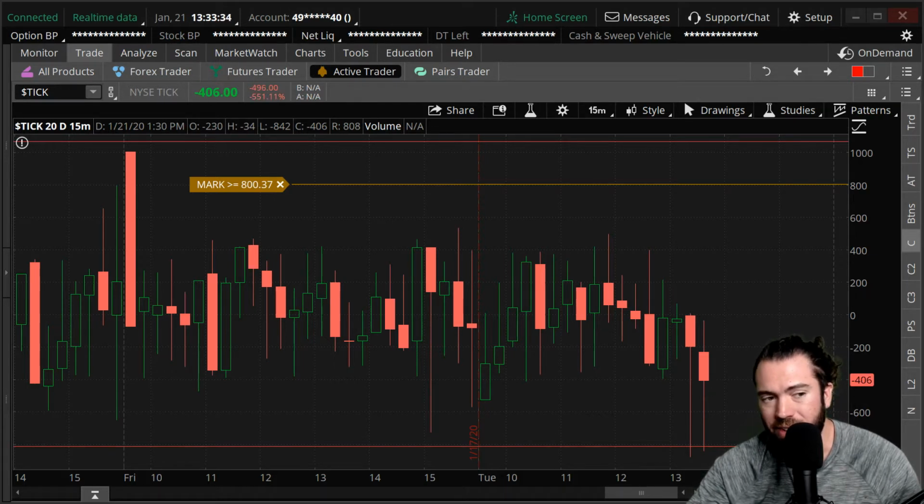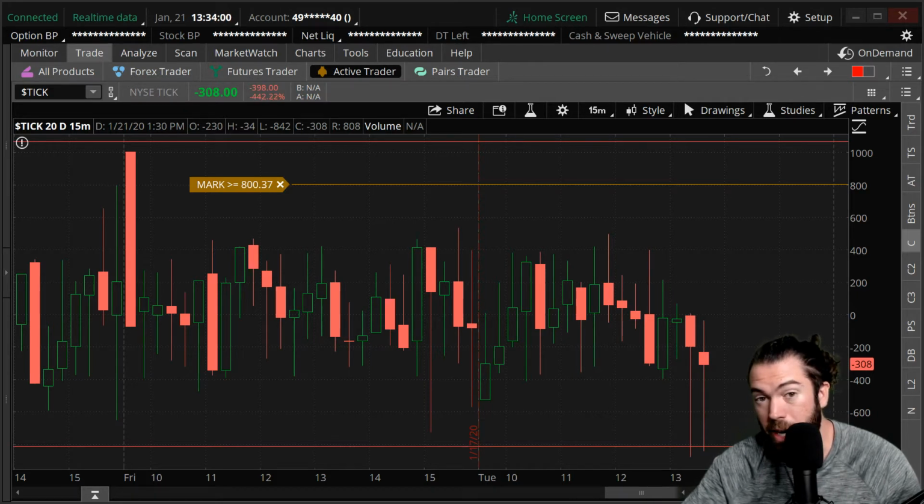So when we have that negative NYSE tick, that means sellers are driving prices in stocks lower. If you're short and we hit a negative 800 tick, cover, take your profits. If you're long and we get a positive 800 tick, it's usually a good time to start scaling out and start selling your position.